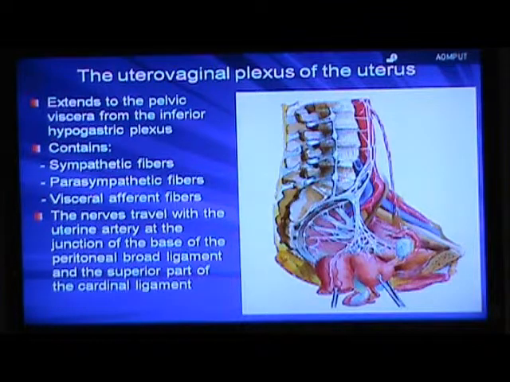The uterovaginal plexus of the uterus extends to the pelvic viscera from the inferior hypogastric plexus. It contains the sympathetic, parasympathetic, and visceral afferent fibers. The nerves travel with the uterine artery at the junction of the base of the peritoneal broad ligament and the superior part of the cardinal ligament.